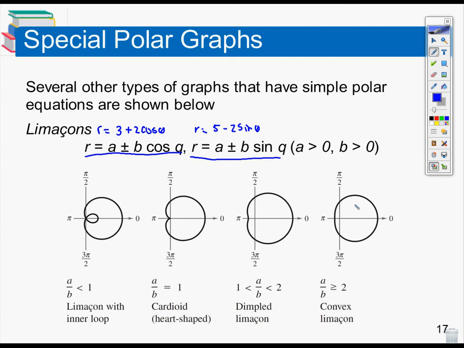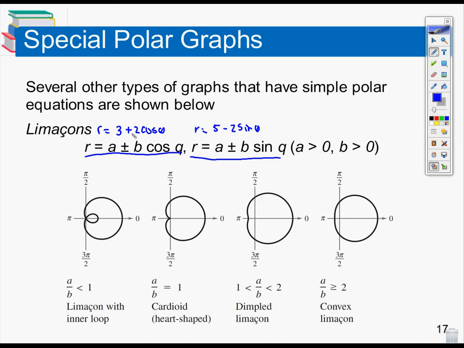And we can figure out what type. If something is in this format, a plus or minus b cosine theta, I can see what type of limaçon it's going to be before I graph it, based upon the ratio of the a to b values. If a over b is less than 1, we're looking at an inner loop. A over b equal to 1, we're looking at a cardioid. If it's between 1 and 2, we're looking at a dimpled limaçon. And if it's greater than or equal to 2, we're looking at this convex limaçon here.